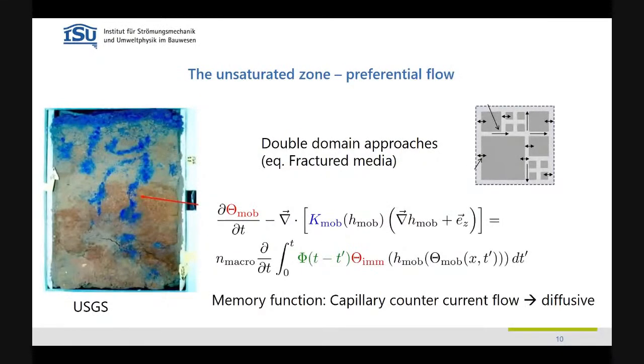Another example is the preferential flow. This is important for soils because we quite often have that. Due to this crack-like structure, we have often infiltration along preferential flow paths. And clearly, this is not captured in a standard Richards model. So there are extensions. And these extensions, there's a lot, are always based on double domain approaches. Lots of them, double porosity, double permeability, what have you.